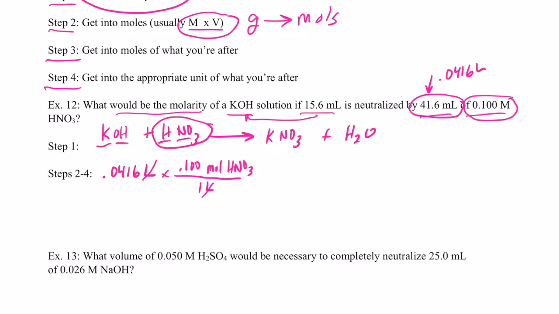Step 2 is done. Step 3, let's get into moles of what we're after. We are after KOH. So let's multiply by a conversion factor. We'll get rid of moles of HNO3, and we'll get into moles of KOH. And that's a nice pretty 1-to-1 mole ratio, isn't it? They're not always 1-to-1, but in this example they are. And then finally, step 4, we'll get into our appropriate unit.